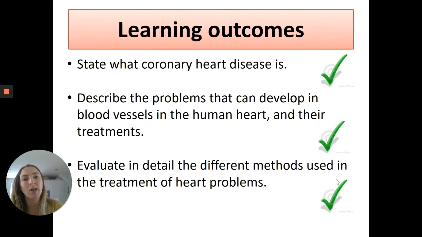So we've now completed the second set of learning objectives. We now should know what coronary heart disease is. We should be able to describe the problems that can develop in the blood vessels of the heart and their treatments. And then we should be able to evaluate those methods, looking at the advantages and disadvantages. Okay, so that is this lesson now completed.